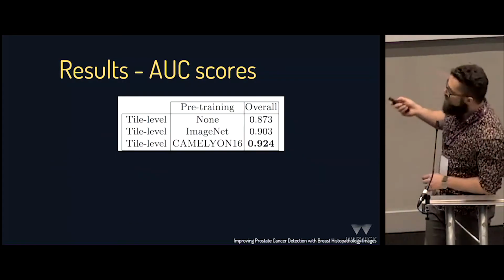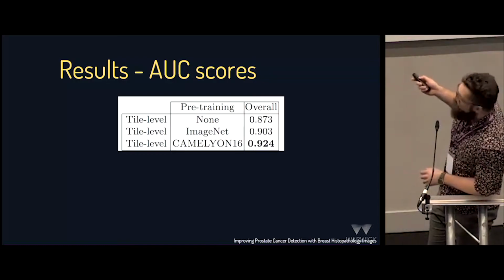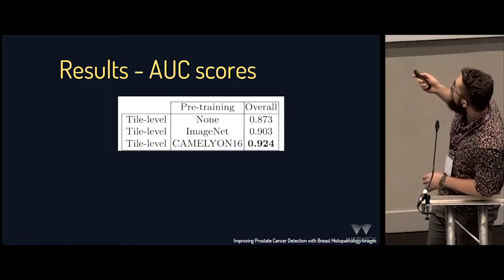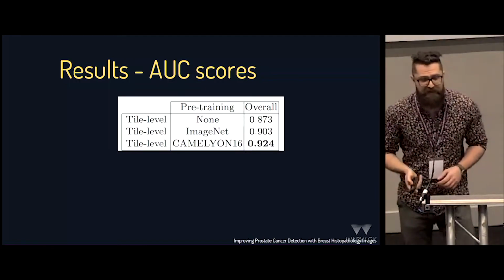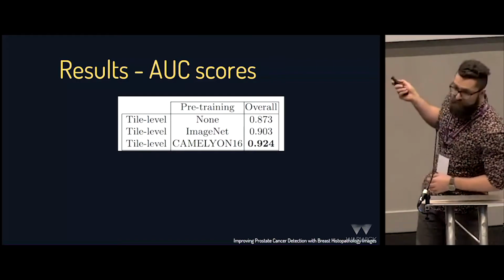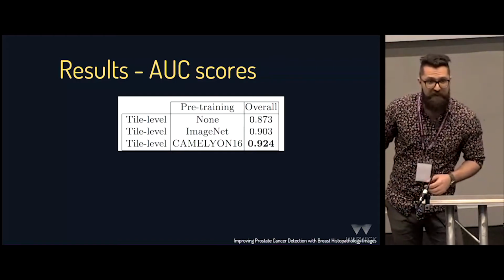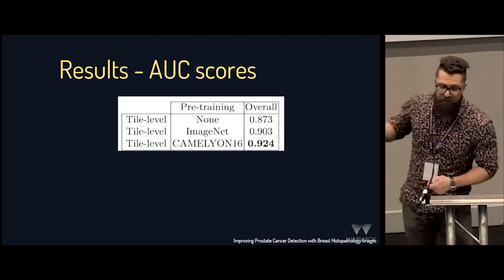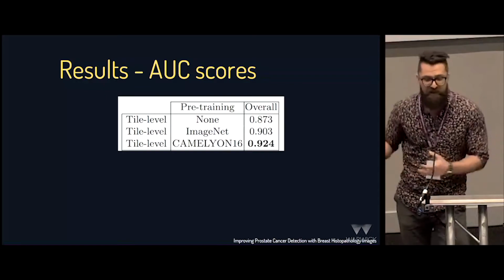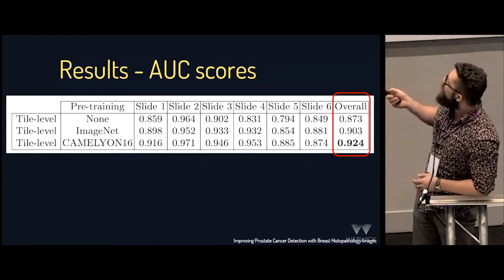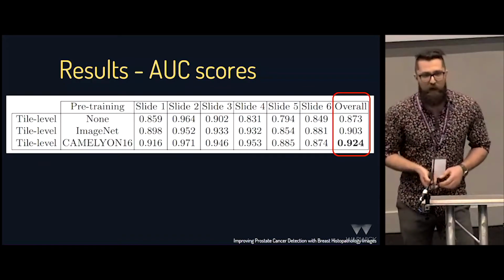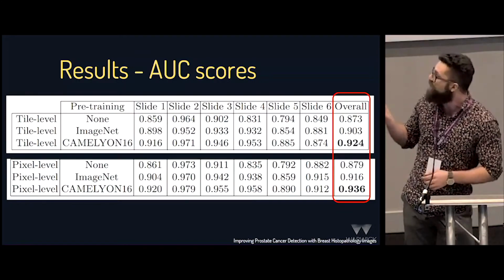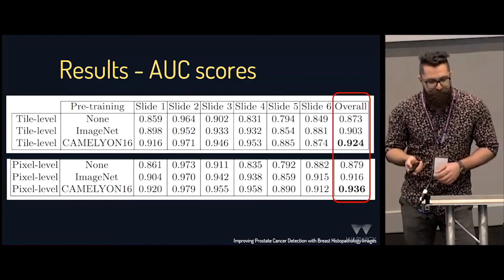Okay, so this is the kicker. When you don't do any pre-training, our AUC score, area under the ROC curve score, is around 0.87. ImageNet pre-training improves it as expected and has been shown many times, but the thing we have proposed is pre-training with breast tissue images improves it further. We have also detailed analysis of slide-by-slide scores. We also give pixel-wise AUC scores in our paper.